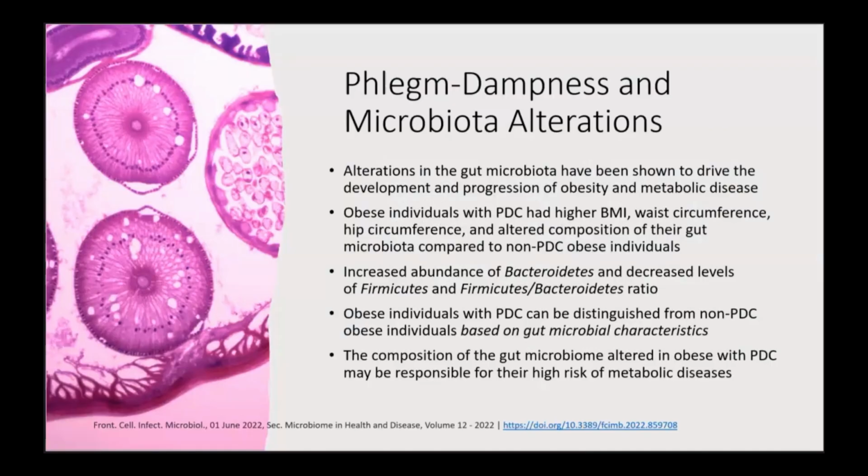Oh, and I was going to say, one of the things you can see is that firmicutes to Bacteroidetes ratio. These are classes of bacteria that you'll see if you do a stool analysis, firmicutes and Bacteroides. And you can see that there's an abundance of Bacteroides and decreased levels of firmicutes in people with phlegm damp.